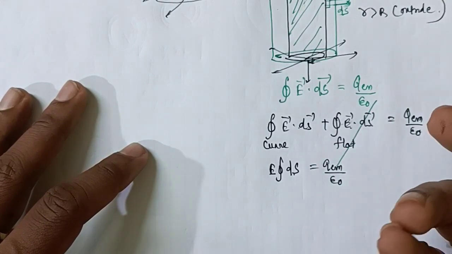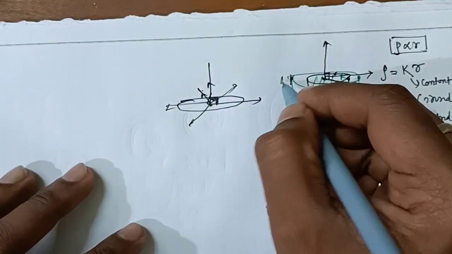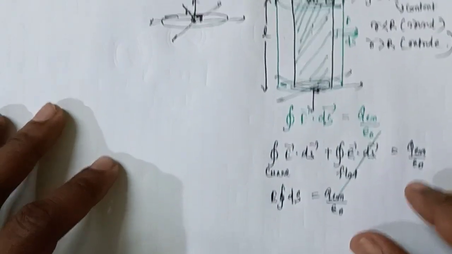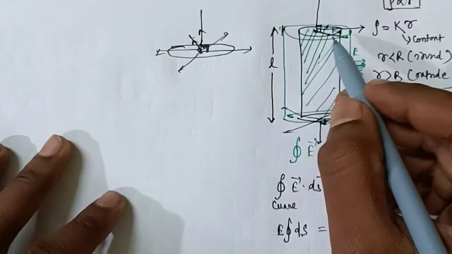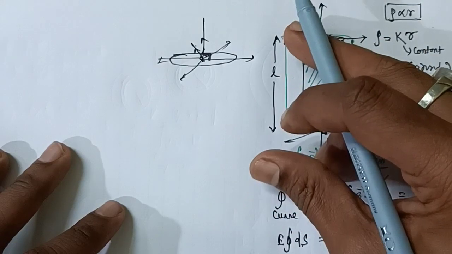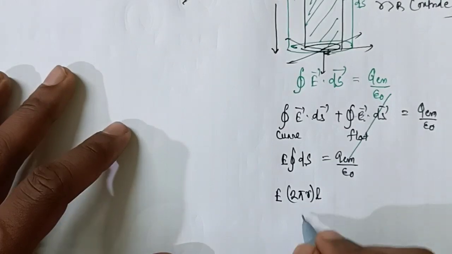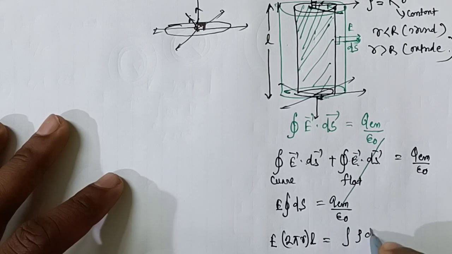dS is whose area? Gaussian surface area. I will consider the height of the cylinder as L. The radius of the cylinder is R, length is L. So what is the area? Perimeter into length. Perimeter is 2 pi r, into L. This is my Gaussian surface area. And how much charge is enclosed? In a similar fashion, I will write rho dV upon epsilon naught. This is my basic concept.